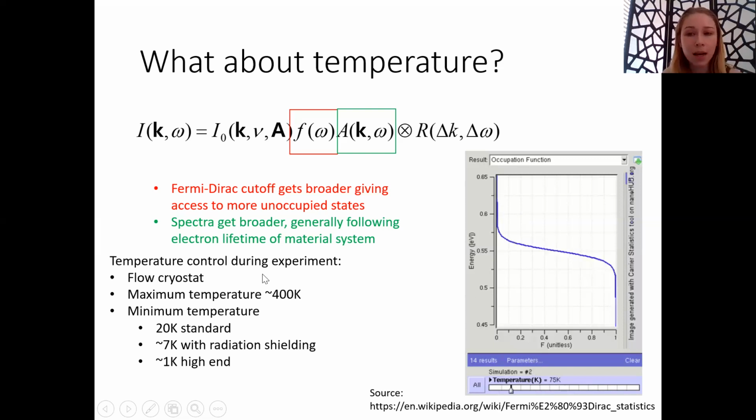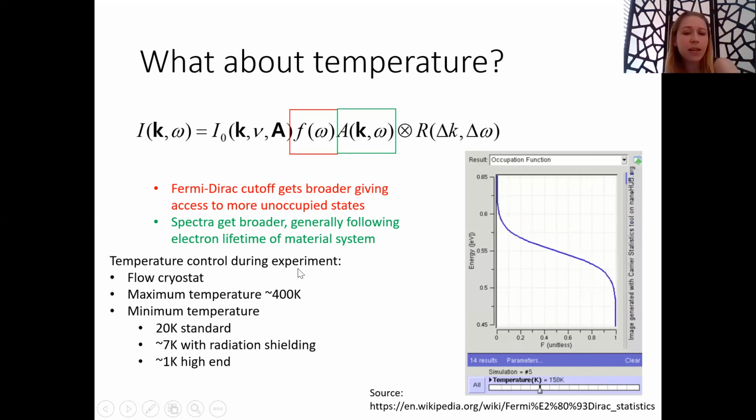So ARPES experiments usually have a flow cryostat, which means you don't have a sample sitting in a bath of liquid helium or liquid nitrogen. You have gas flowing through the system, and then the sample is thermally connected to some cold finger, which has very good thermal conductivity. Typically in an ARPES experiment, they usually don't go to very high temperature.